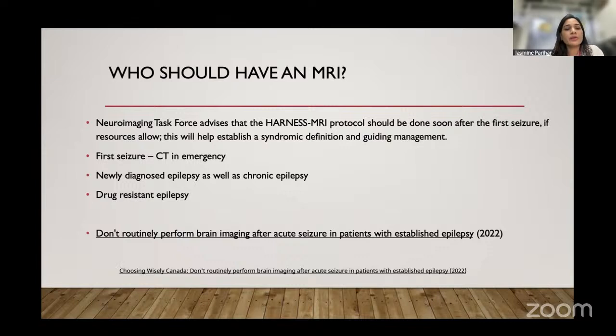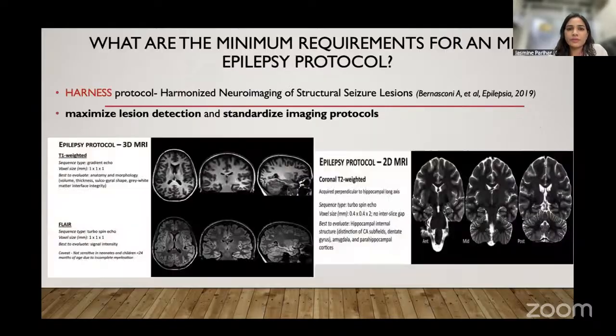So do not repeat a brain imaging if it is the same scenario that is happening again and again to the patient, unless there is some red flag to suggest an additional damage to the brain or an additional presentation as a status epilepticus. In that case, we can repeat the brain imaging, otherwise it is not required.